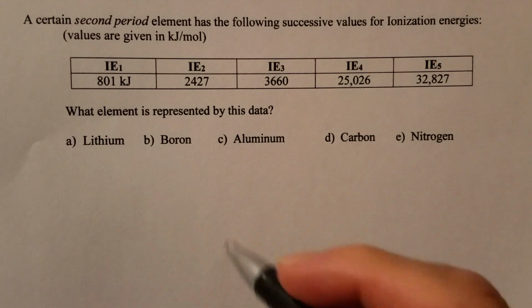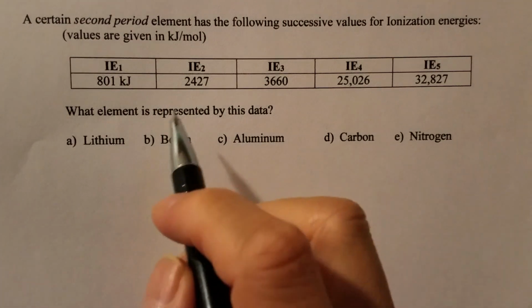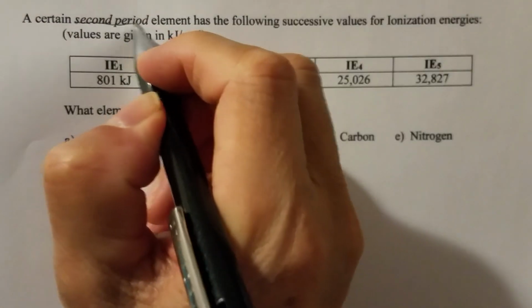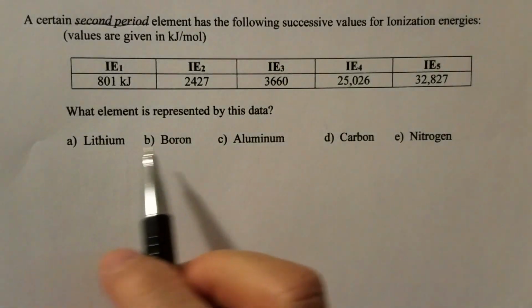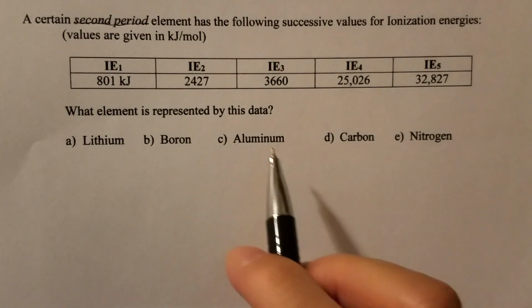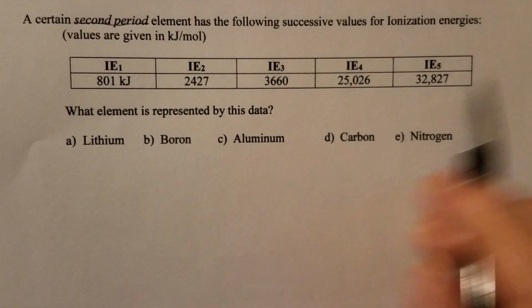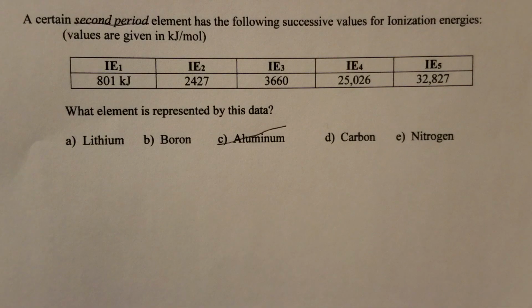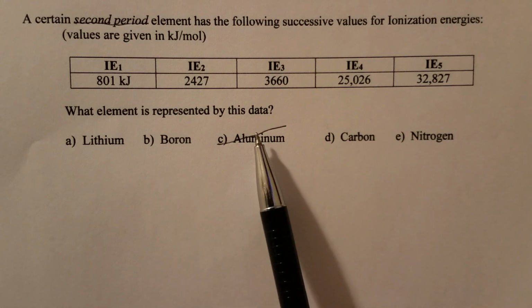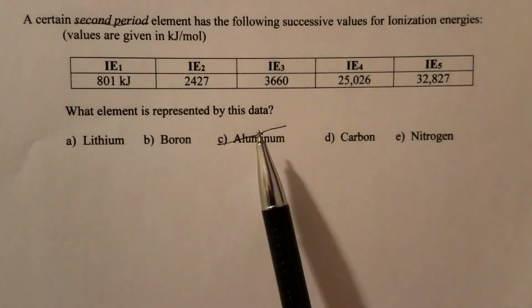Now let's find out the key words in this question. Second period. Okay, so which means if we look at those choices, if they are not in the second period, of course that will be automatically out of question. Then we immediately spotted aluminum is not a second period element, so that one is out.